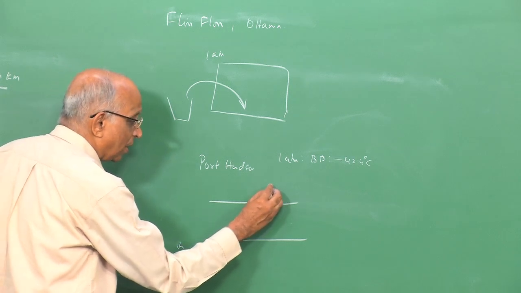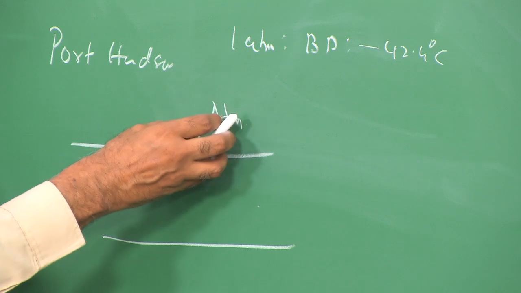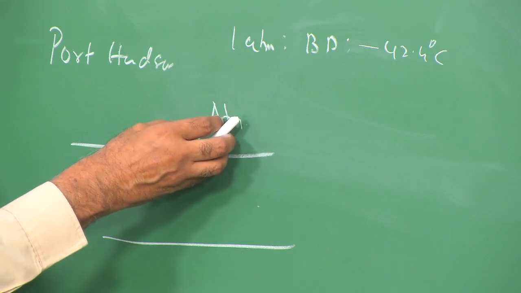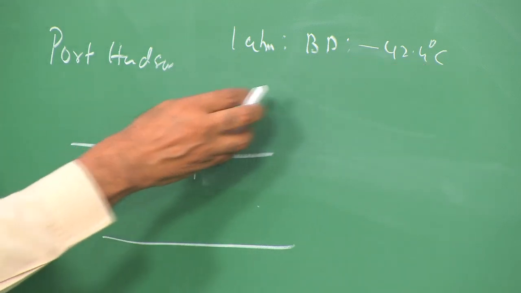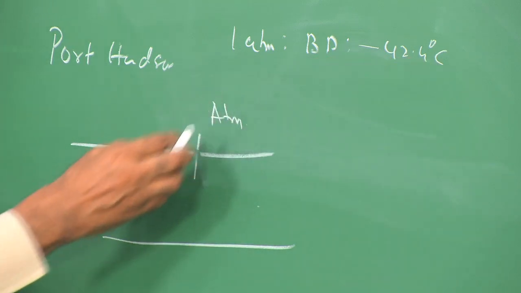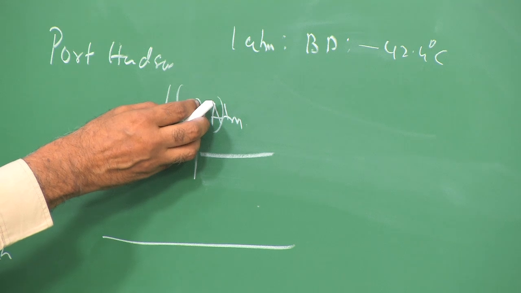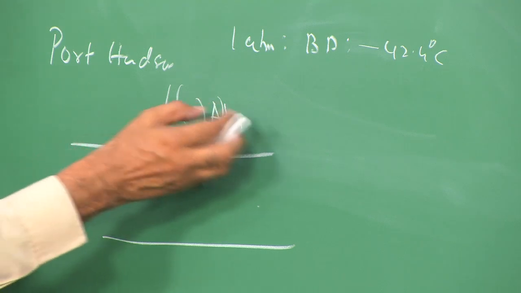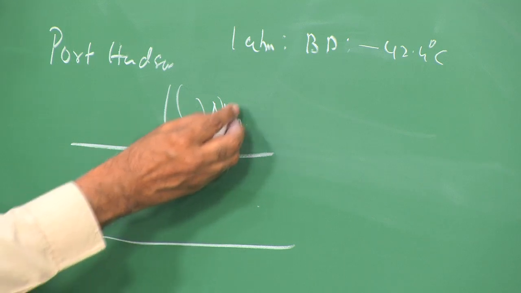It sees the lower pressure of the atmosphere, maybe 1 atmospheric pressure. Propane boiling point is minus 42.4. It can exist as a gas only at this particular temperature, or as a liquid below this temperature, and it immediately flashes into vapor. When it flashes into vapor, you know what happens? It absorbs the latent heat from the liquid which is coming out, and you sort of form a fog.